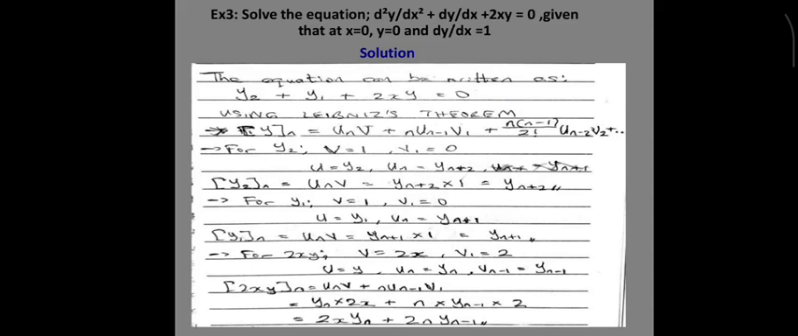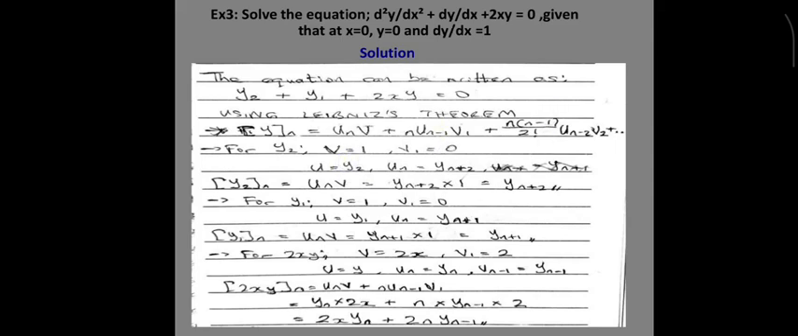Now we apply the Leibniz theorem, which says the nth derivative of a product of functions is equal to u subscript n multiplied by v plus n multiplied by u subscript n minus 1 multiplied by v subscript 1, and it keeps adding up in the series. So this is our first term in the formula, second term, and third term.